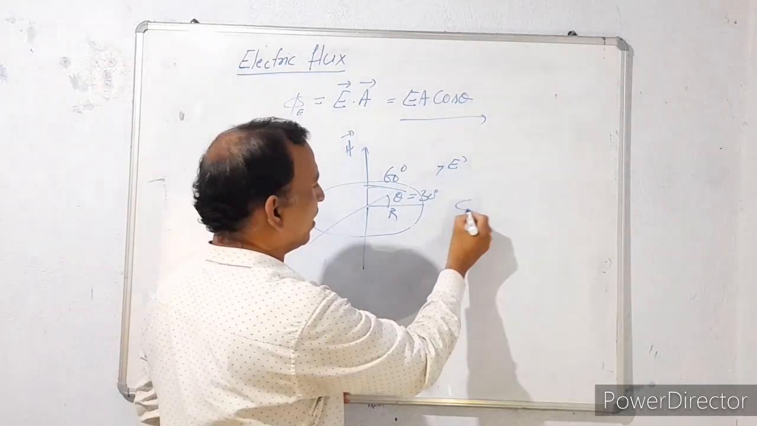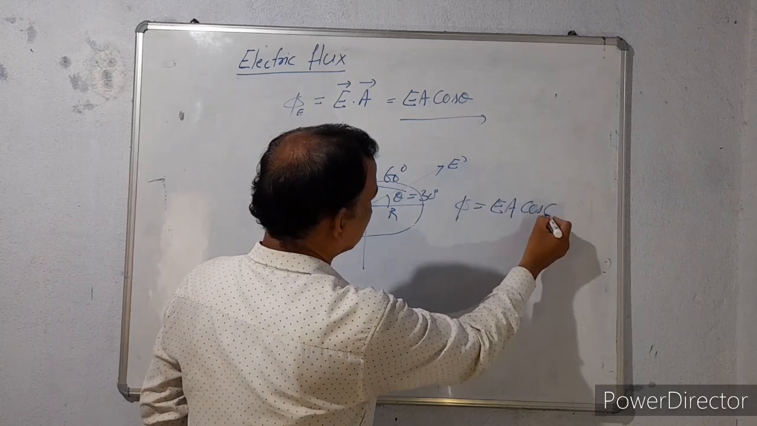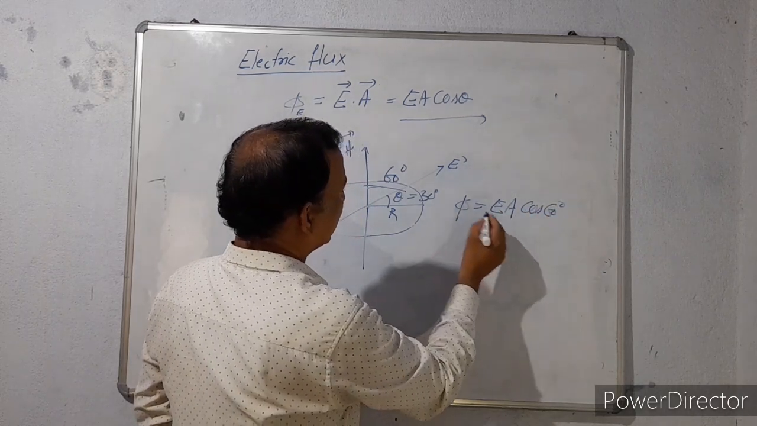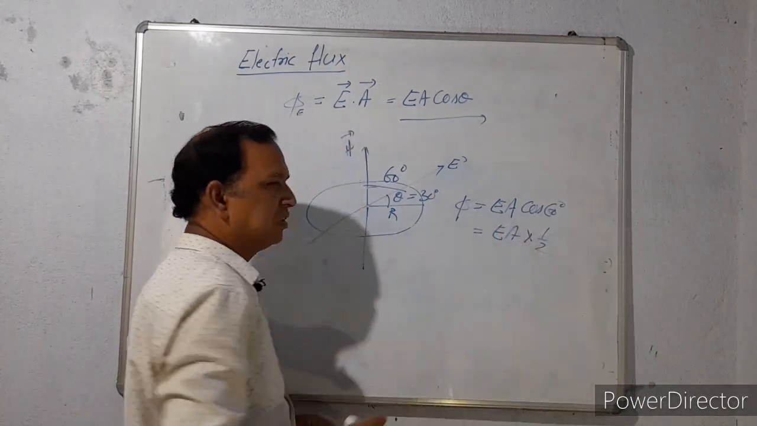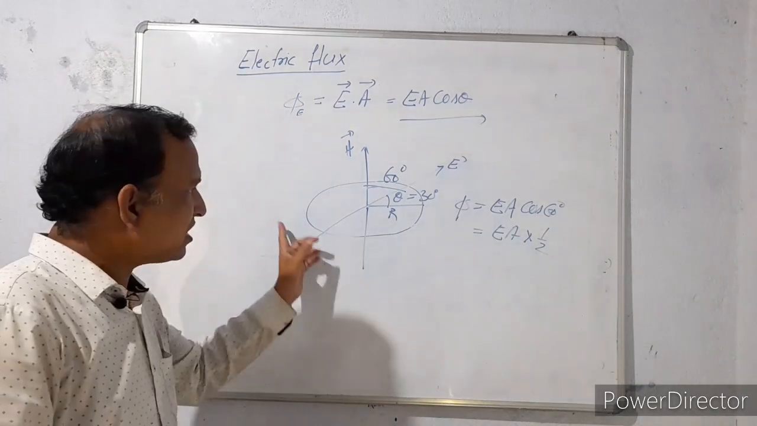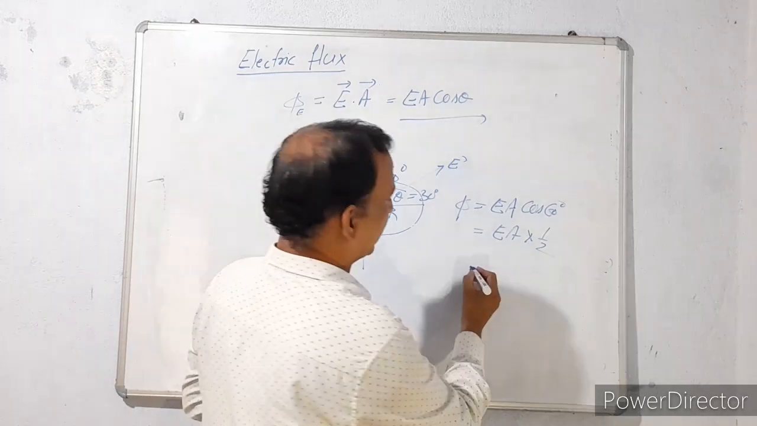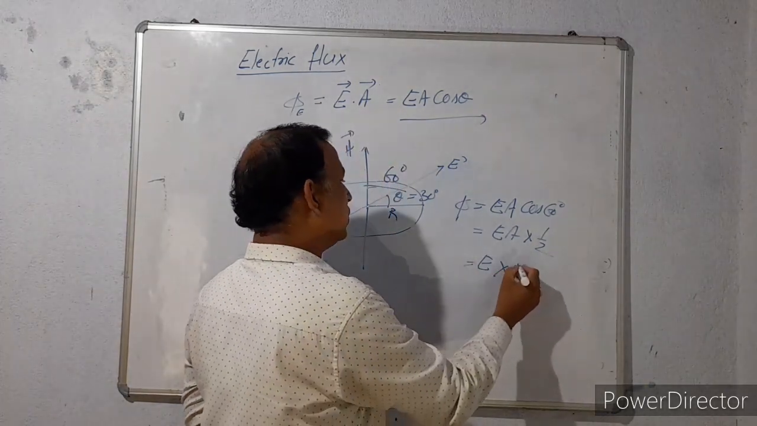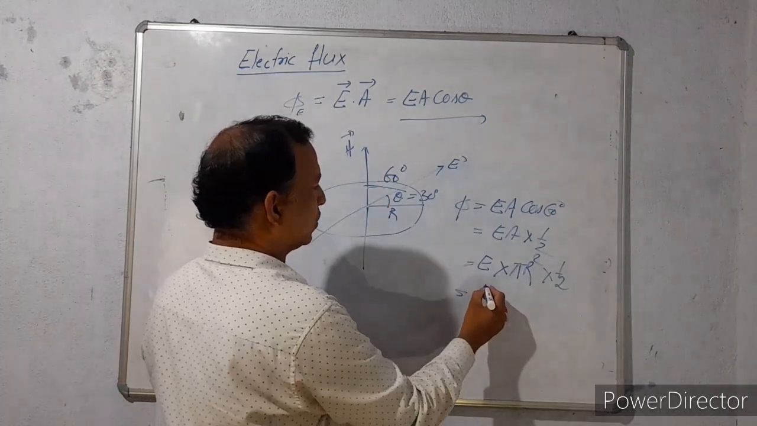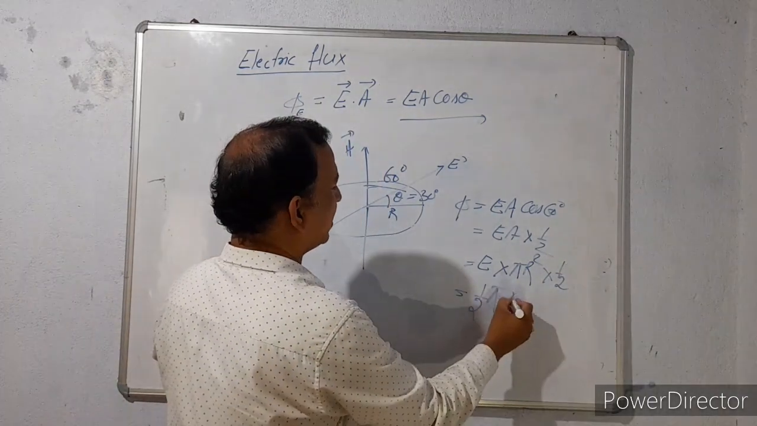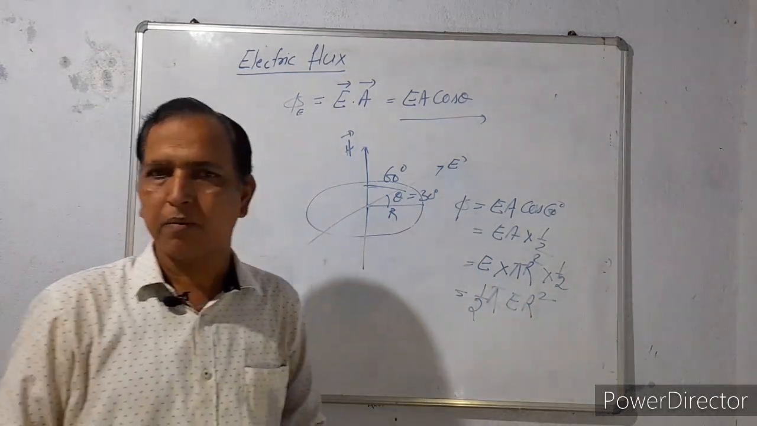So what is your phi? EA cos 60 degree. That is EA into 1 by 2, where A is the area vector. In case of the circular plane, the radius is R, so the area is pi R square. So E into pi R square into half. So that is equal to half pi E R square. This is the phi.